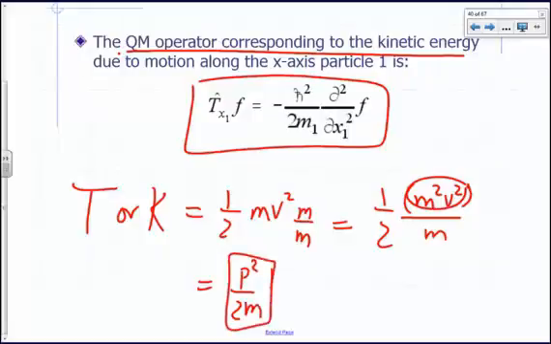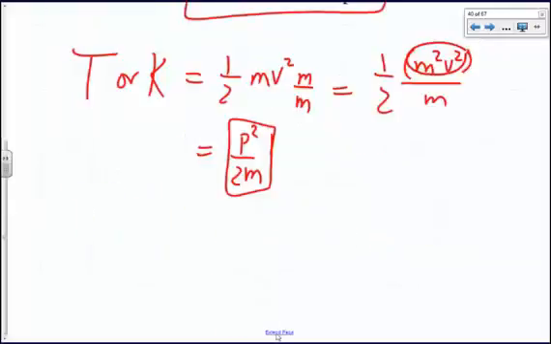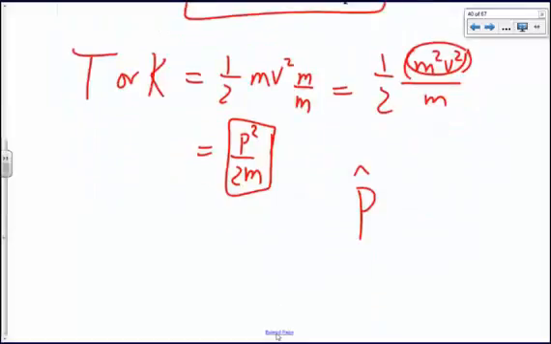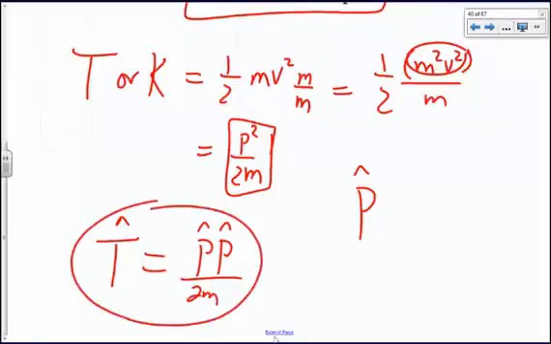In other words, what we're really saying is, we know what p is, right? So let's just say our particle moves along one dimension. Then you can say that t hat is just p hat squared divided by 2m. So this is a kinetic energy operator.